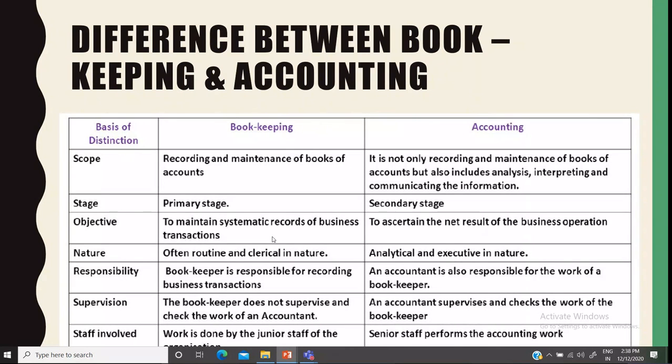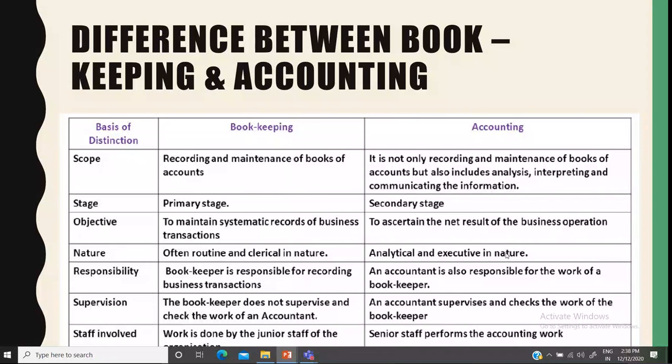But bookkeeping is just that you're going to systematically record whatever transactions happen daily. So that is the main target of bookkeeping. And this, as I said, they will be doing routinely, and it is clerical in nature. So they need not possess good accounting knowledge.